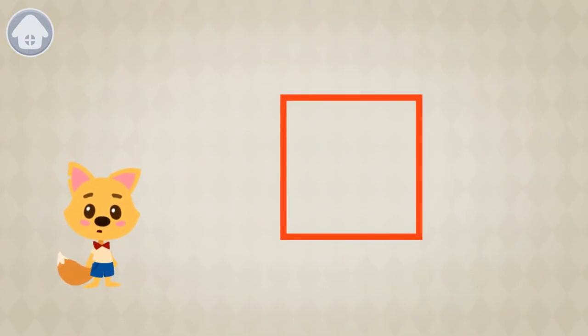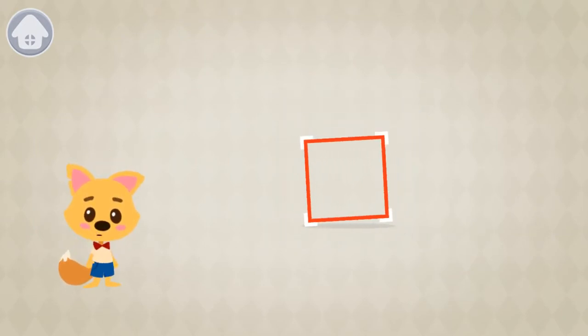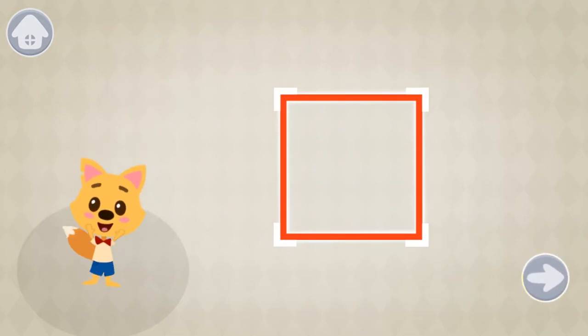This is a square. The square has four angles. 1, 2, 3, 4. That's why the square cannot roll like a circle. All sides of the square are equal. Tap on the square. Keep it up.